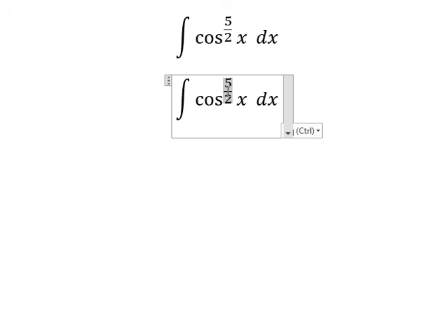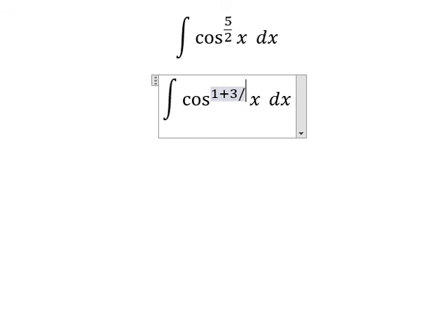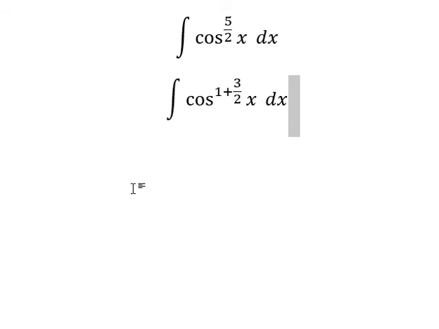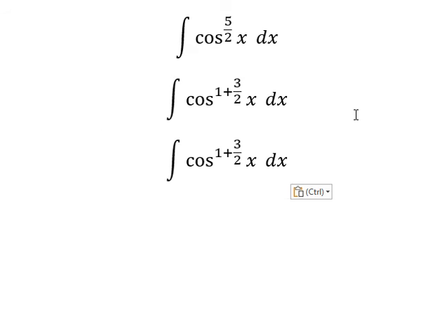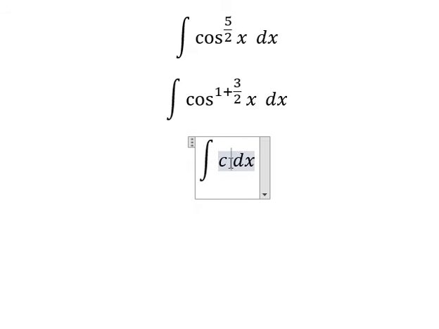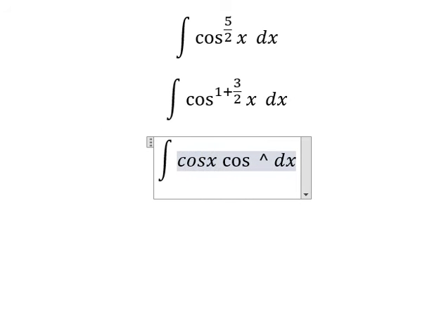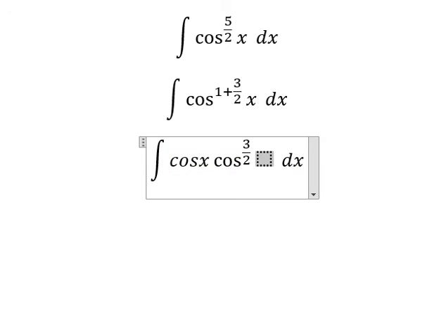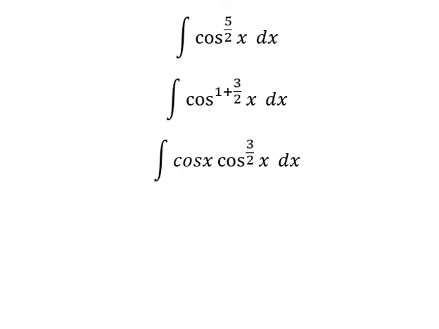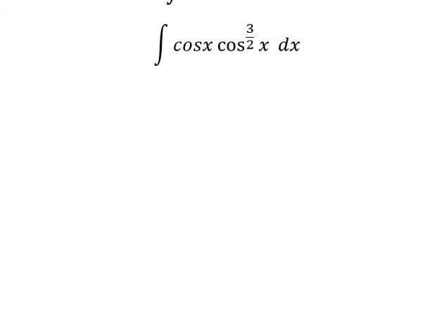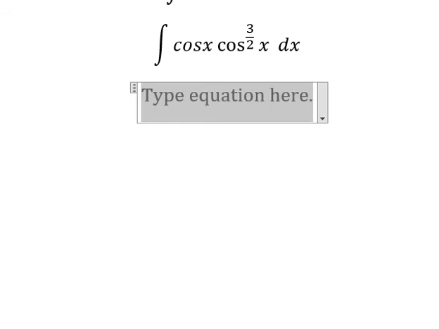About 5 over 2, we can put into 1 plus 3 over 2. So in this situation, we can put into cosine s and cosine of s to the power of 3 over 2. Now, we can use integration by parts.